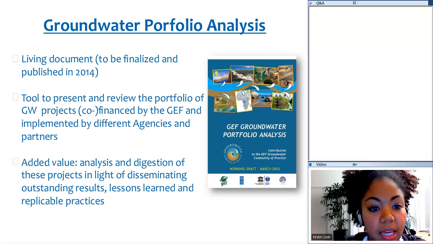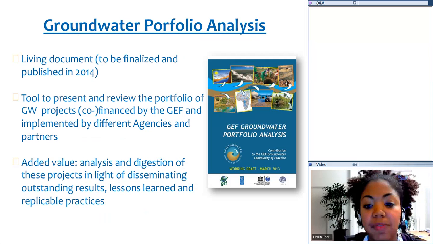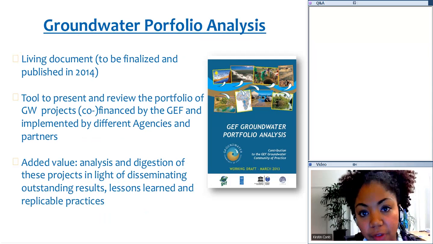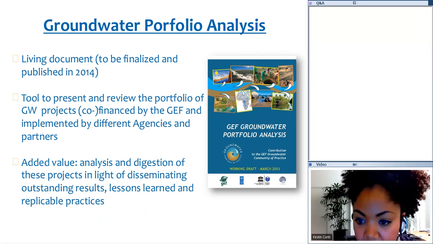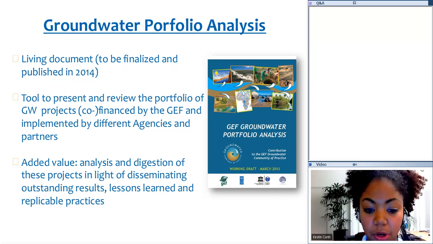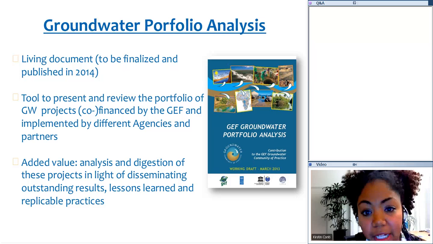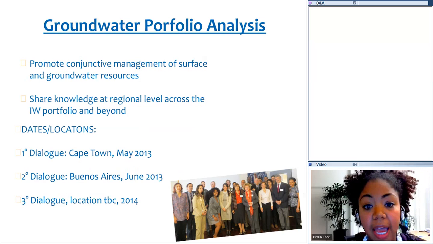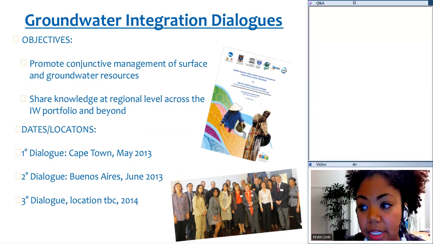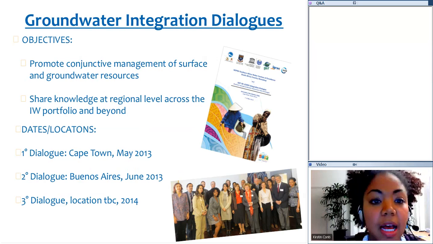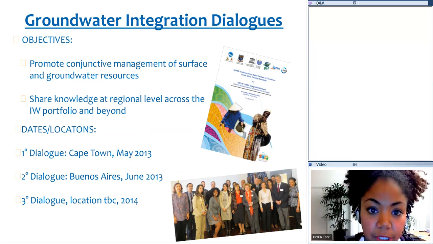And it essentially gives an overview of the different GEF IW projects and how they're implemented and kind of what the major achievements were and potential synergies that come from that. And one of those potential synergies is having people from the surface water-oriented projects and the groundwater-oriented projects talk to each other. And so also under IWLearn, a series of groundwater integration dialogues were initiated.